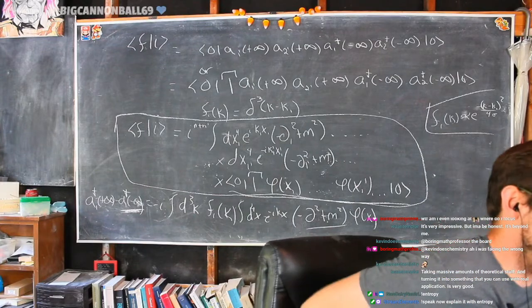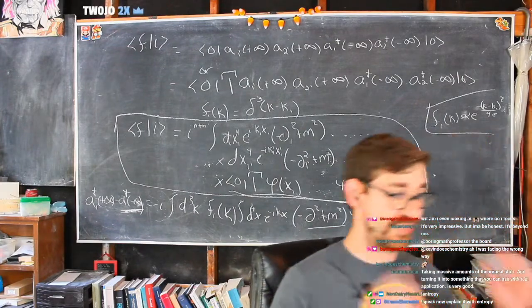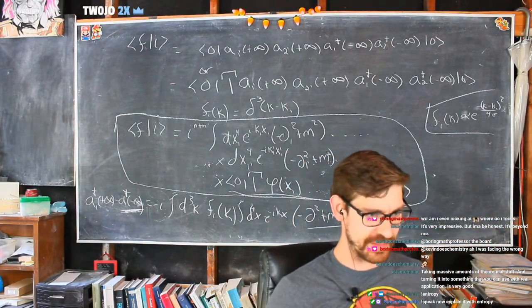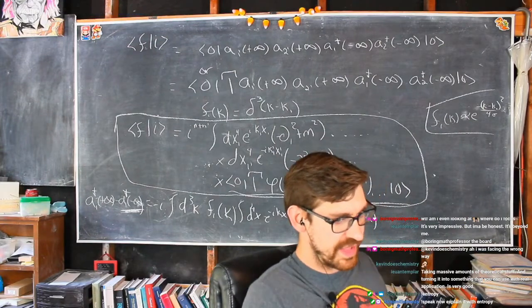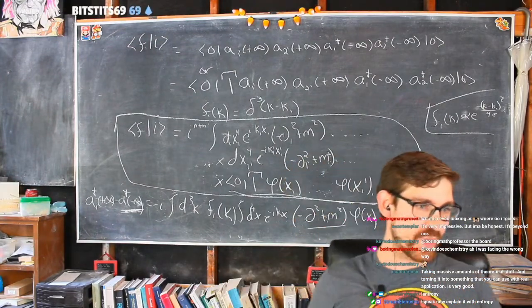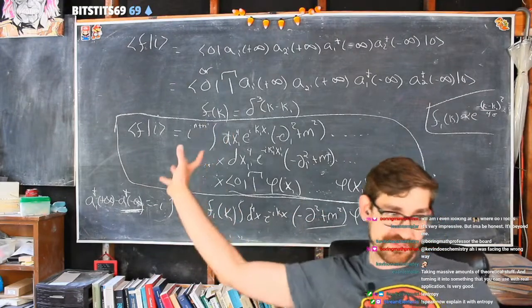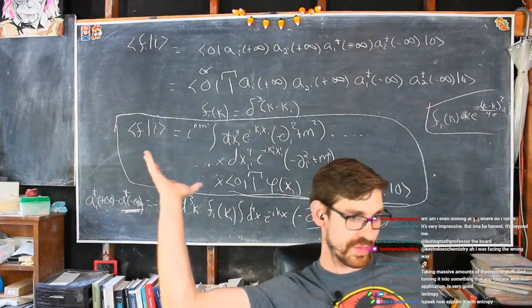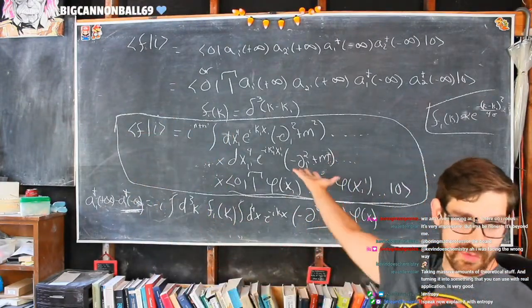Taking massive amounts of theoretical stuff and turning it into something that you can use with real applications is very good. And that's the crazy part about this. I don't think people realize this. They see nothing but numbers and stuff. But we're at a state where, this is chapter 5 of Schwartz. This is the first thing you do. Then you have to figure out what to do with this time-ordering equation.